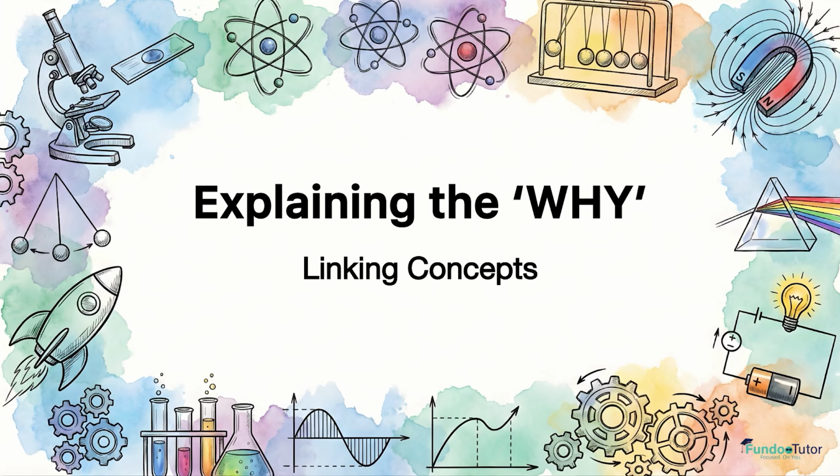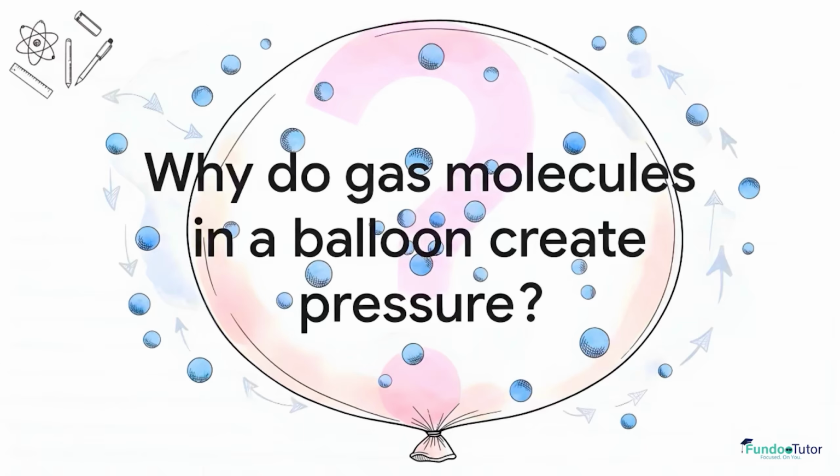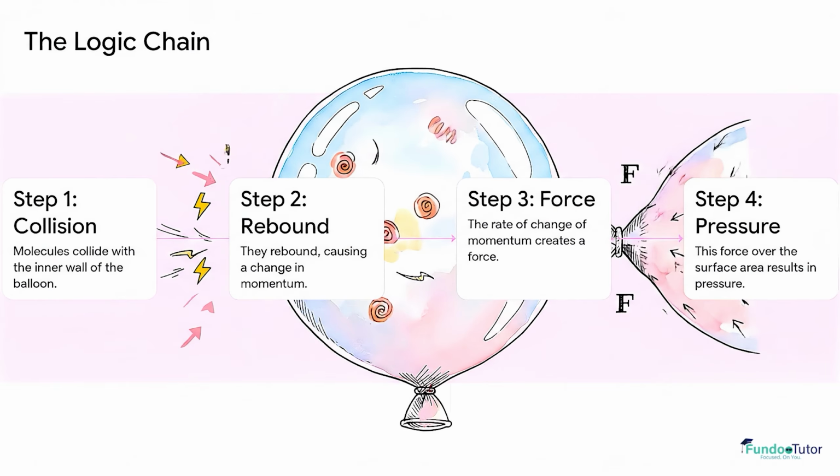You need to link different physics ideas together to show you really get the why behind what's happening. Let's take a look at a classic example you might see. The question asks you to explain, using the idea of momentum, why the gas inside a balloon creates pressure. This isn't a one-word answer. You need to build a logical chain of events. So here's how you build that perfect logical chain to get all the marks.